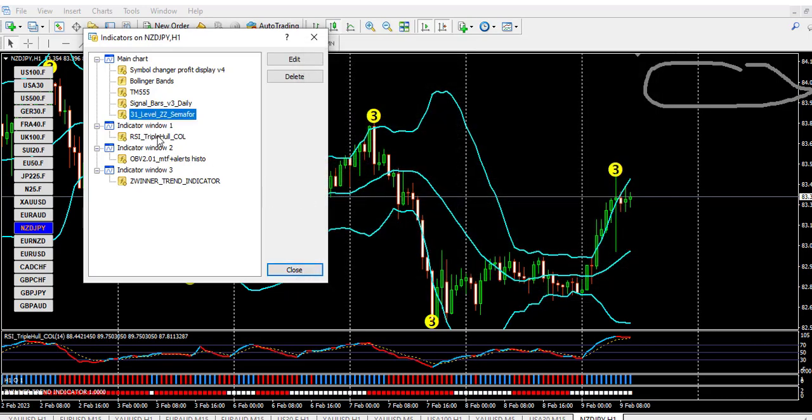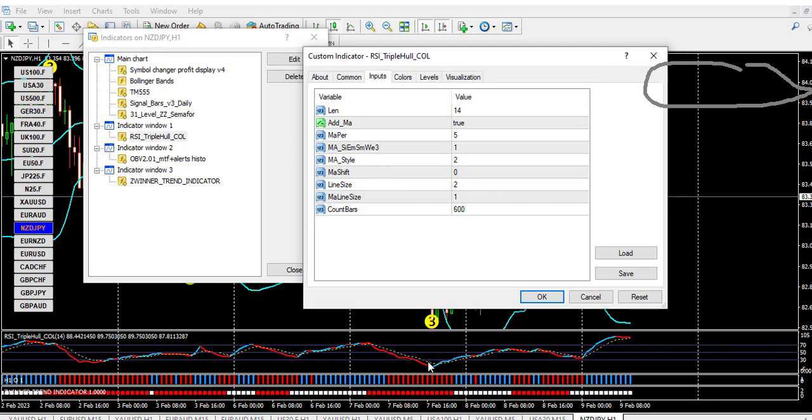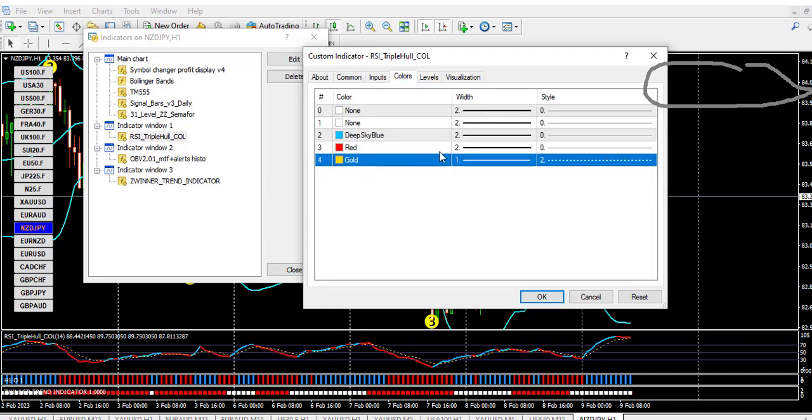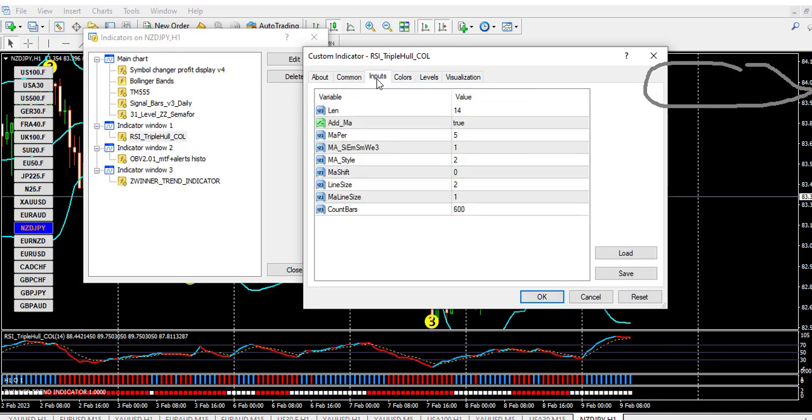Now the first indicator here at the upper level on the indicator window is the RSI triple all indicator. So these are the value also, and make sure you enter it accordingly. You can change the color here. This is why I change the color, and this is what you see here. The yellow, red, and the aqua are deep sky blue color. And here are the inputs. So just make sure you pause it and enter the detail.